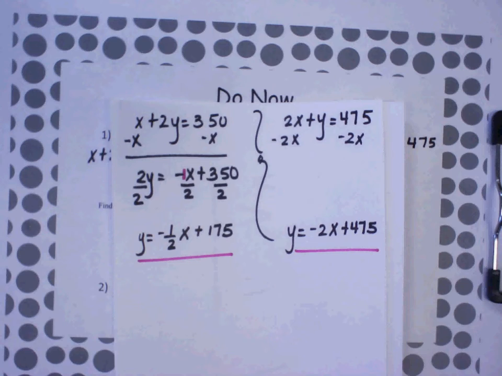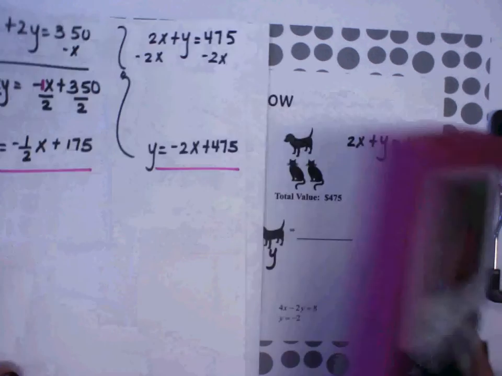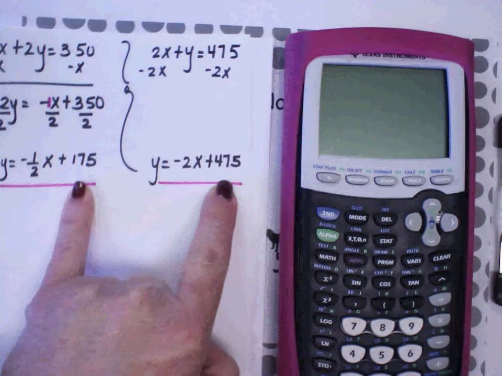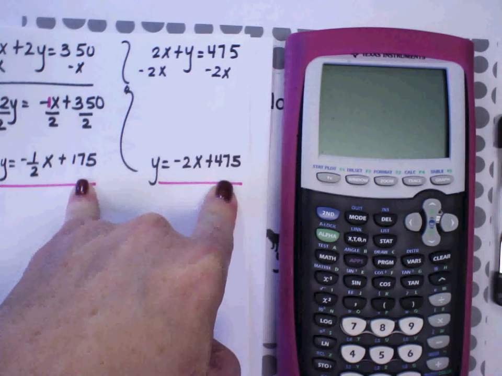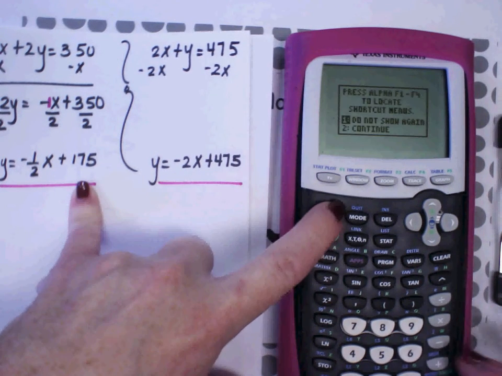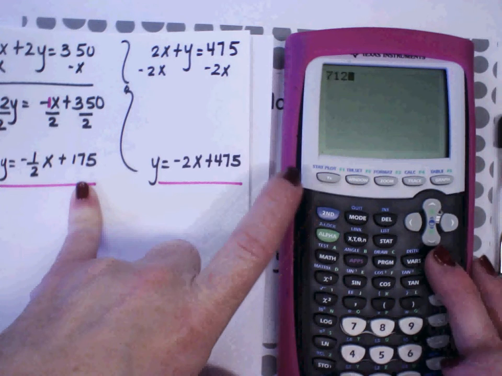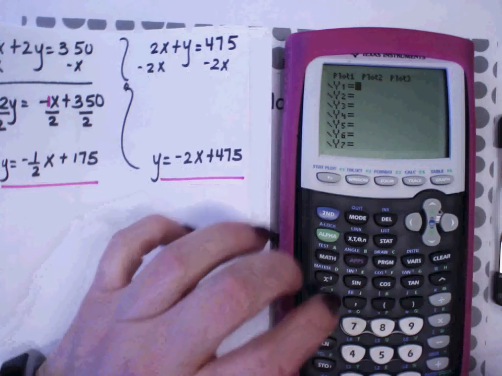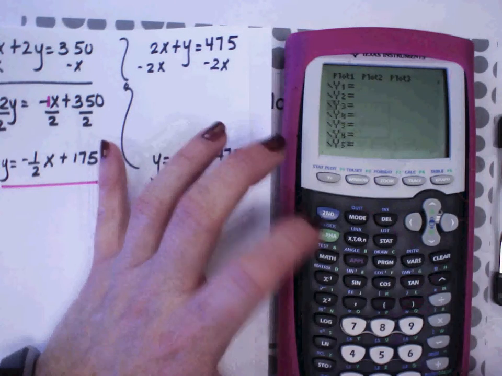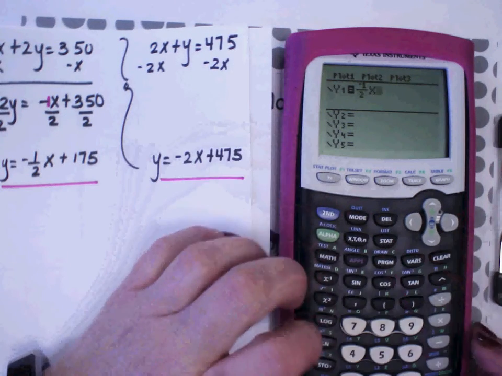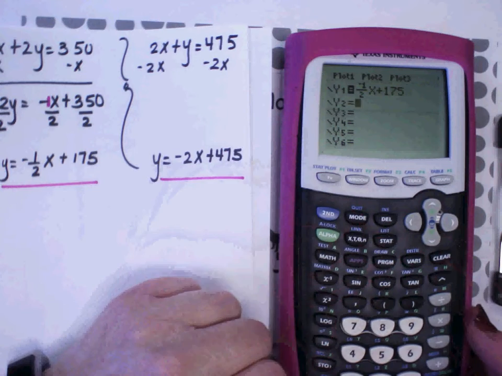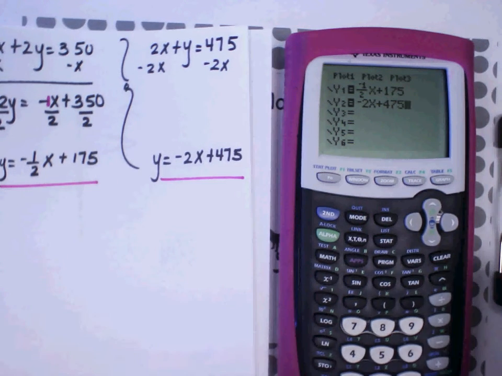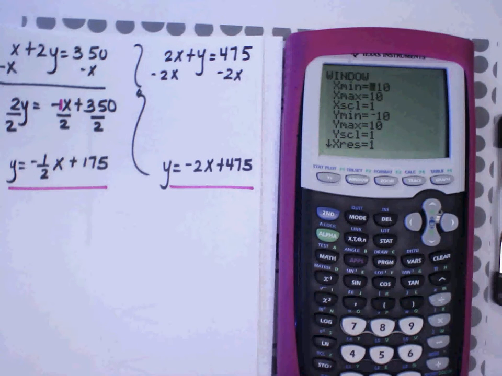All right, what do we do now? Do I have to change my window? Most definitely, because my y-intercepts are 175 and 475. Okay, so I'm going to have to clear my... All right, so let's go to y equal to negative 1 half x plus 175, and negative 2x plus 475. And my y-intercepts are too big, so I'm going to change my window.